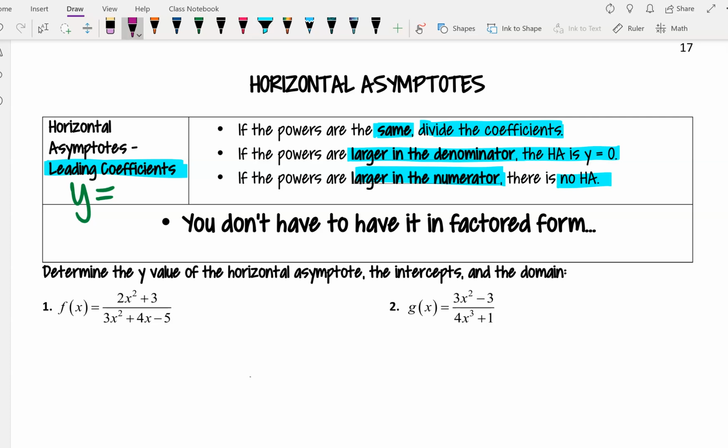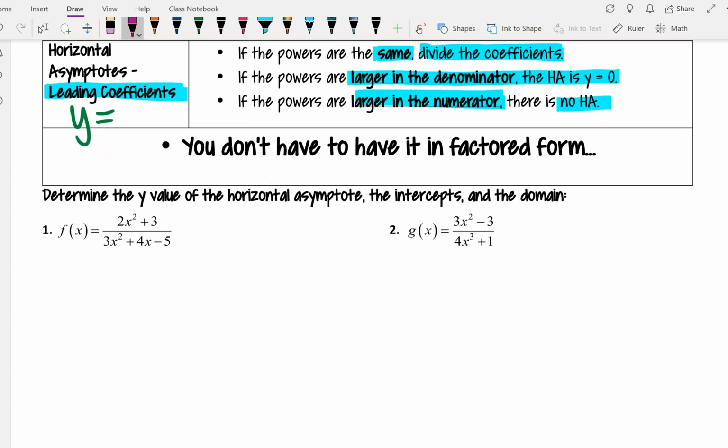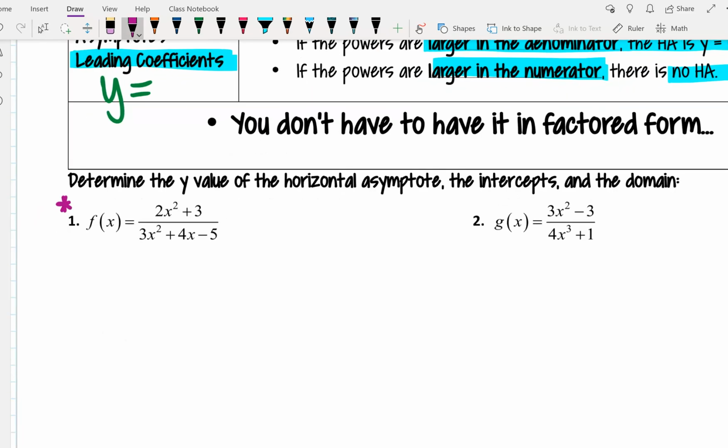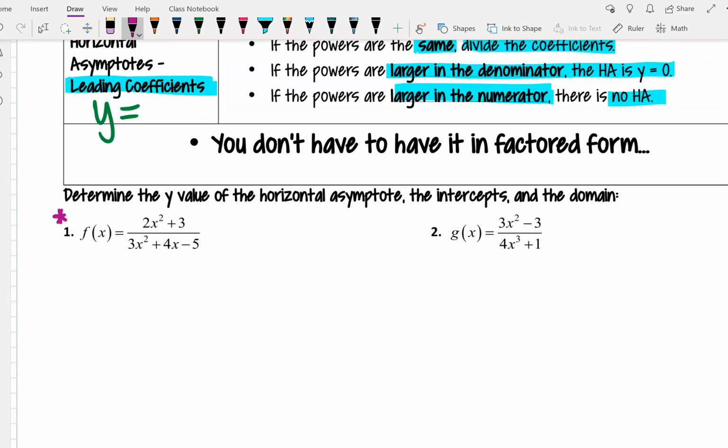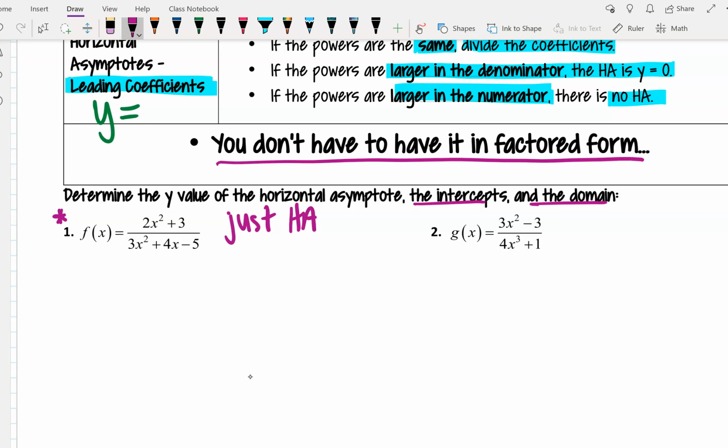So we're going to go through and figure out what we have, what we don't. We're only going to do the asymptotes for number 1. Okay, that's what we're doing for number 1. We're only going to do the asymptotes. And the biggest thing is, it doesn't have to be factored for you to be able to do this, but if you're asked to find the intercepts and the domain, then you do need to factor. Okay, so for number 1, we're just going to do your HA, your horizontal asymptote.